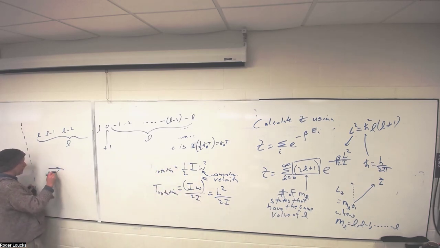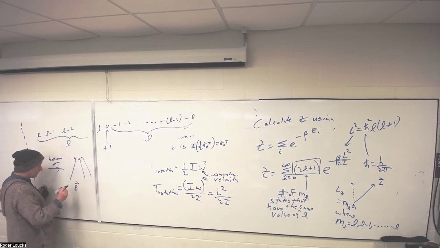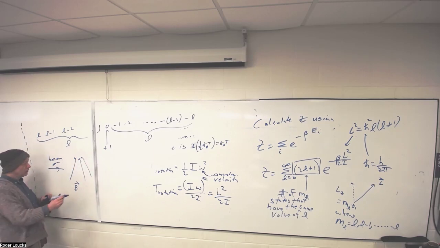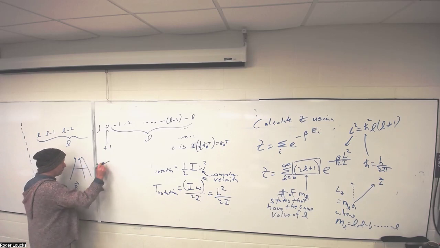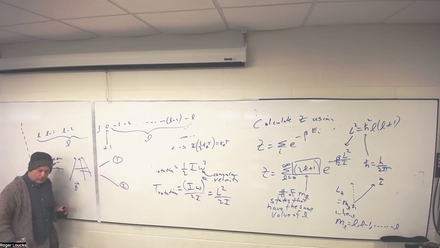What happened here is that you basically had a beam of particles. These are electrons. You had an inhomogeneous magnetic field here, and the beam came through and it split like this. You had this state, you had that state.